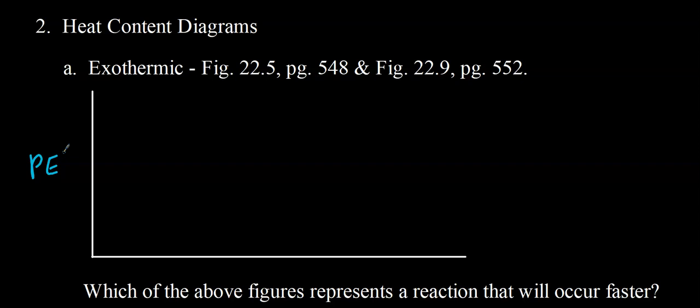Now, I don't like what your book has there on the x-axis on page 548. Instead, let's put reaction progress. So the book says time. I don't know if I want to use time though, especially for what I'm going to show here in a little bit. So reaction progress over the course of the chemical reaction. All right, so we're going to start off with the heat content diagram for an exothermic reaction.